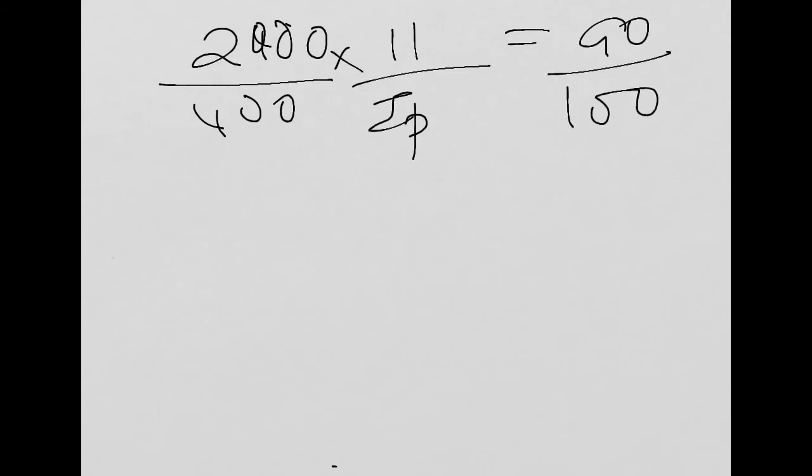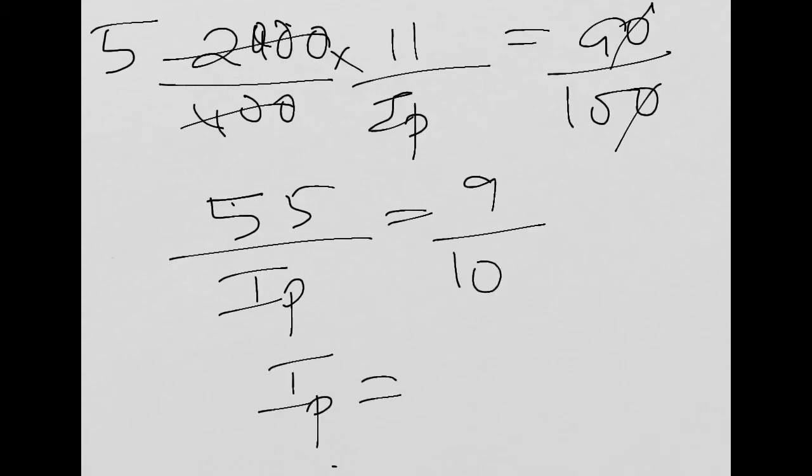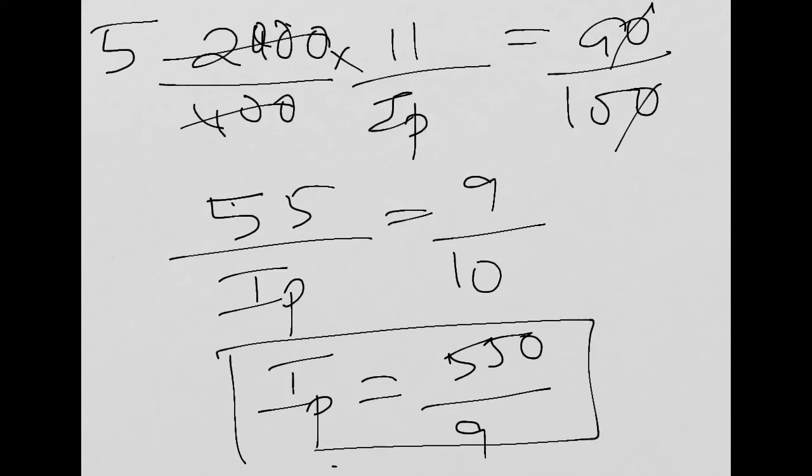This can give me IP. So 2000 by 400 is simply 5, no? Can I just say 55 by IP is 9 by 10? Or IP is equal to, cross multiplying, 550 by 9. Do I need to calculate this? No need, because the question is not about calculating IP, IS and all.